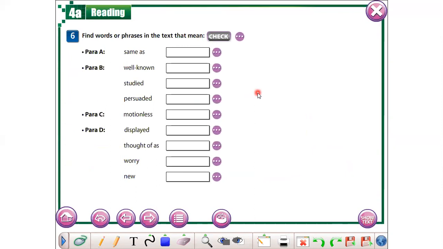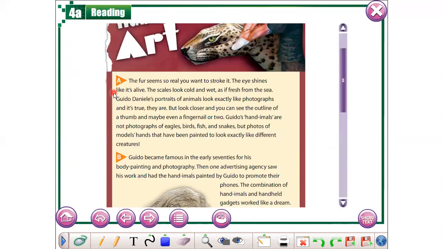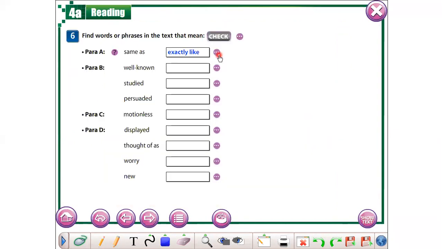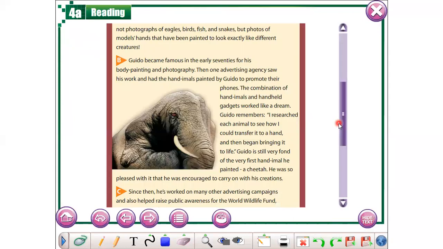Same as. Let's go to paragraph A, and you can see it says Guido Daniele's portraits of animals look exactly like. So a synonym for same as is exactly like. Now a synonym for well-known, that's paragraph B. Okay, let's find well-known. Guido became famous. A synonym for well-known is famous.